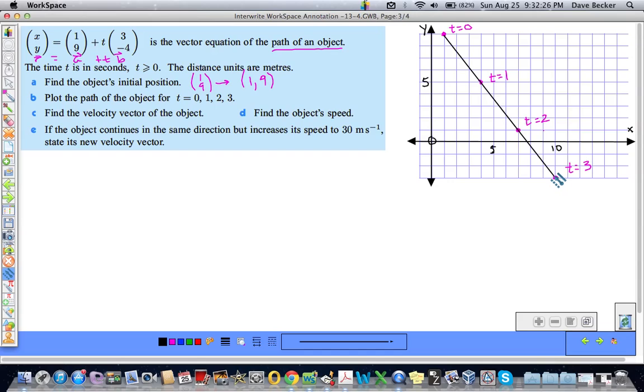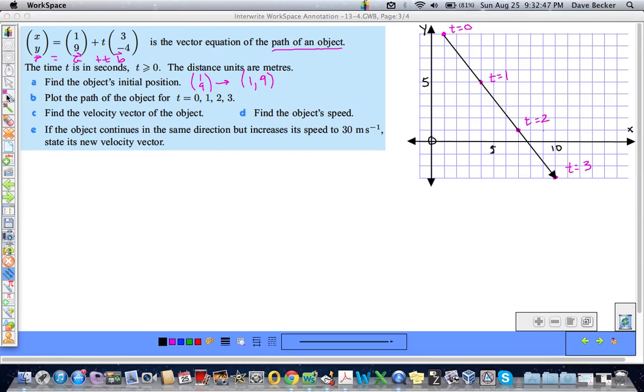And there we go. That is the direction of the yacht and its position at different times. Look at this position vector, 3, negative 4. Over 3, down 4. Over 3, down 4. Over 3, down 4. That's the other way we could have found those points without doing the algebra.